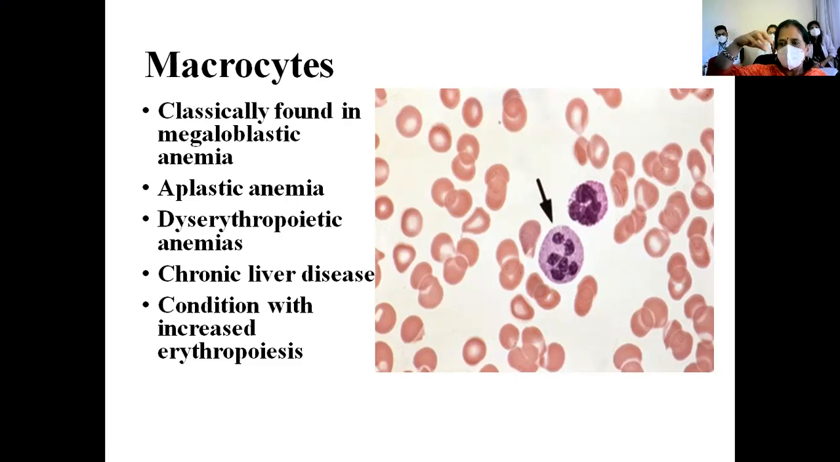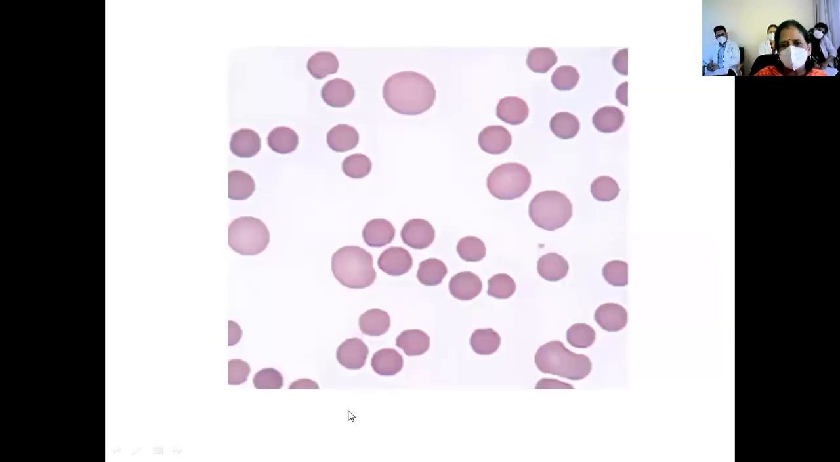What am I showing here? Oval is this. I would have shown oval like this. Round. So chronic liver disease: how are the macrocytes? They're round. So macrocytic, megaloblastic, B12 and folic acid, remember they're ovalocytes.